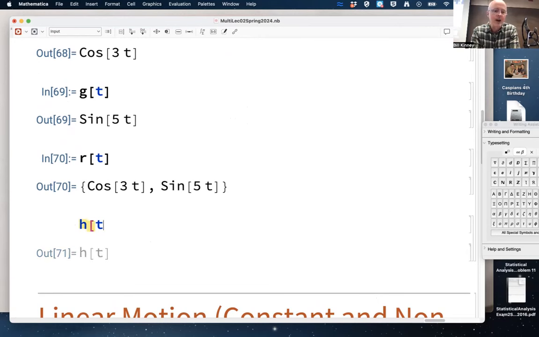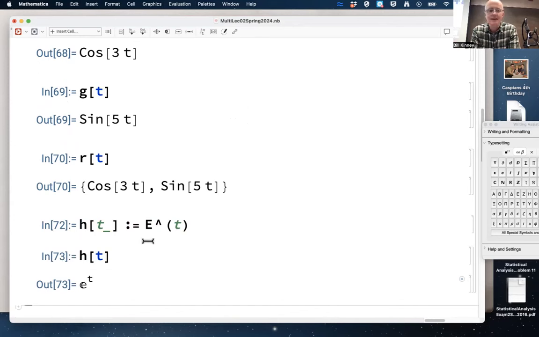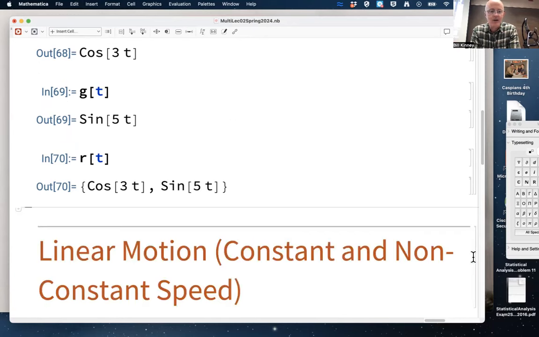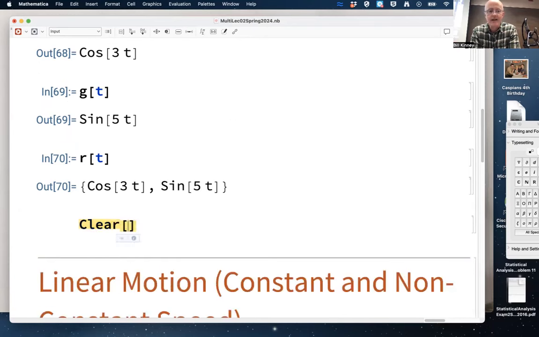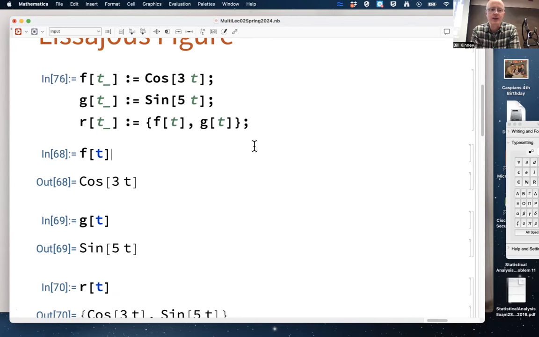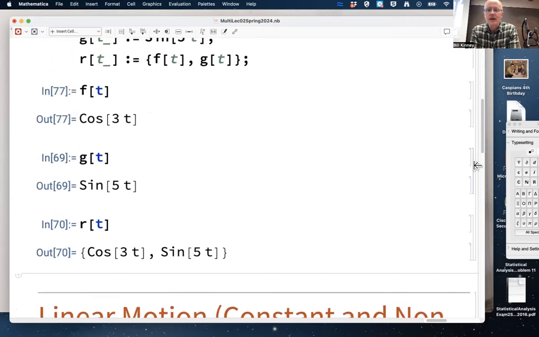I could do that. I could do this kind of thing, e to the t, and now it's e to the t. Notice it's a capital E, but I don't want to do that. I can clear h by doing that, and now nothing is stored in h of t. And yes, you can go back and re-enter things, change things, re-enter stuff, and memory gets updated.